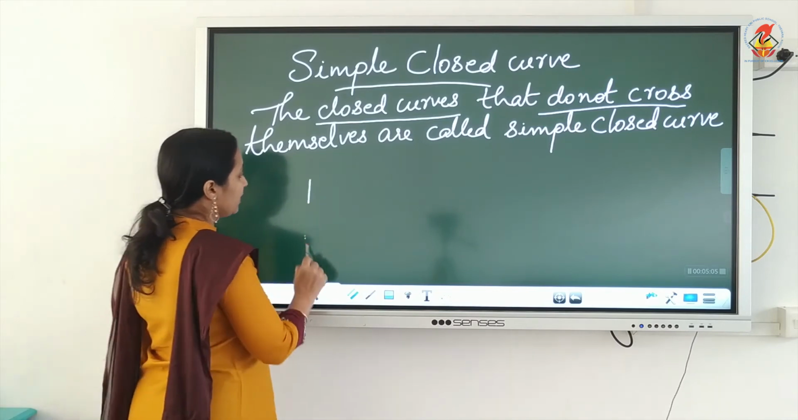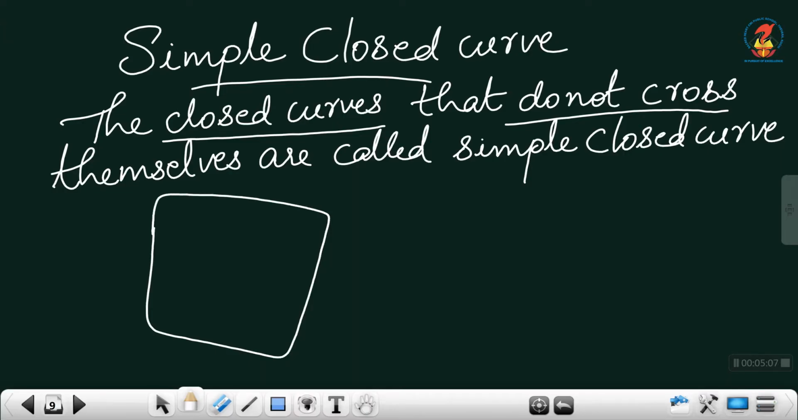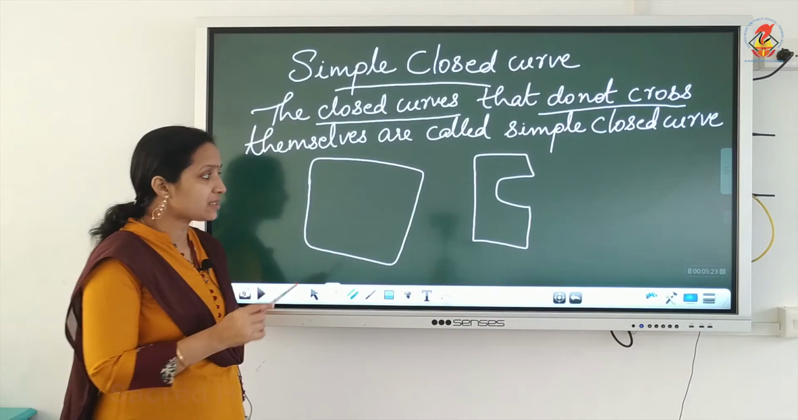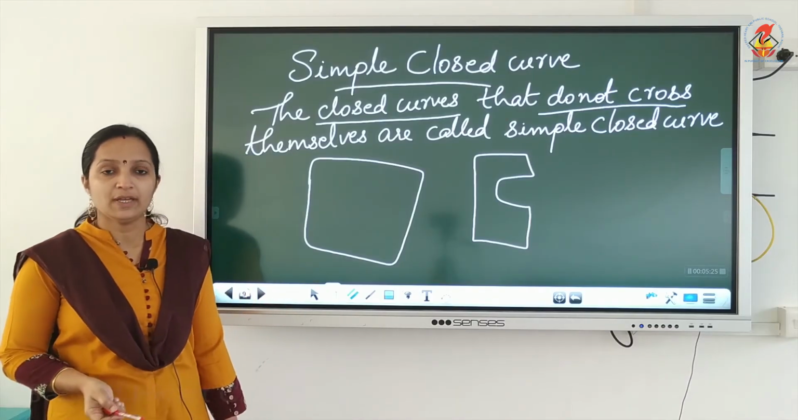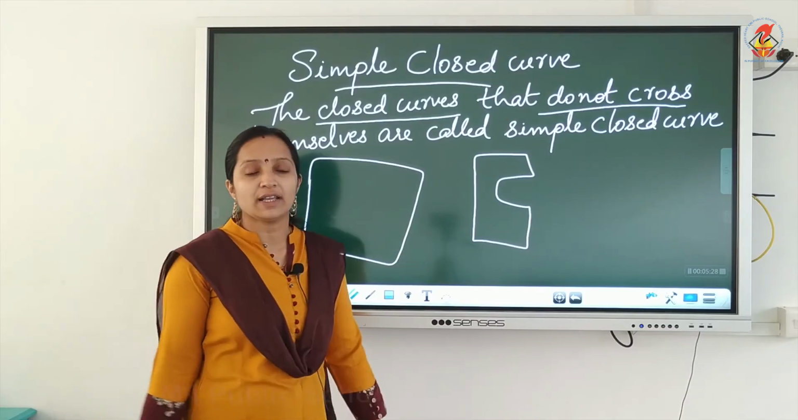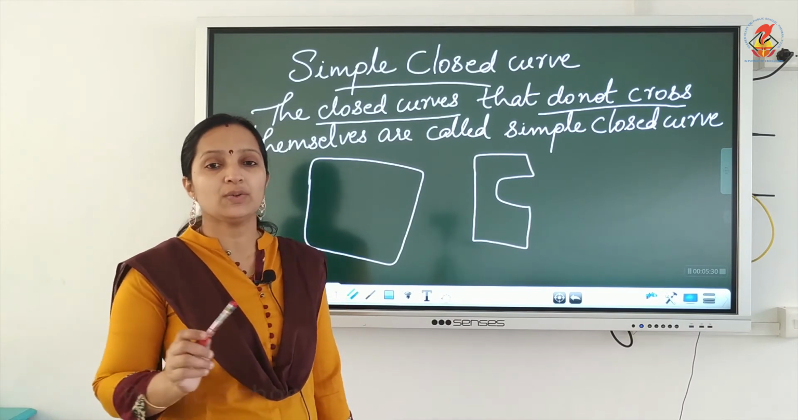That means we can say this is a simple curve. Simple closed curve. It is closed and there is no crossing. So, we can say it's a simple closed curve. In the same way, you can say this is a simple closed curve. There is no crossing and it is closed also. Closed means starting point and ending point is same. So, we can say these are examples of a simple closed curve.